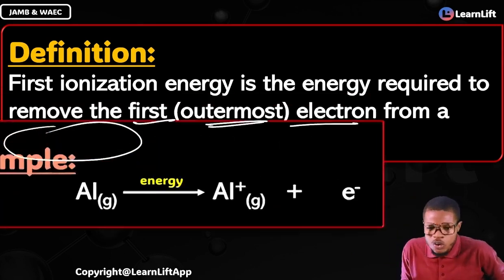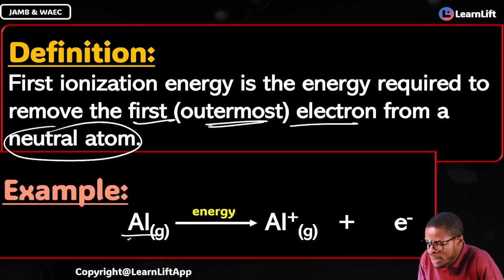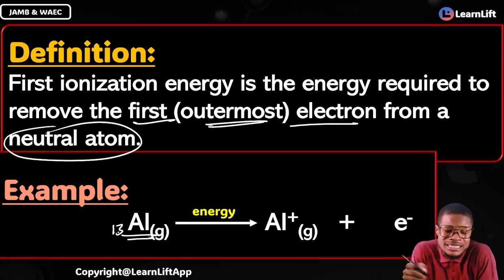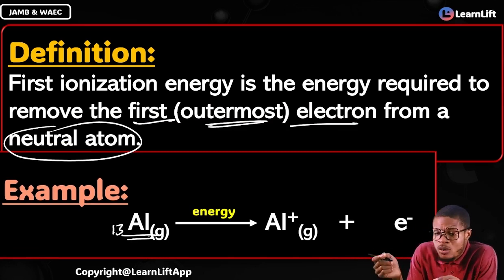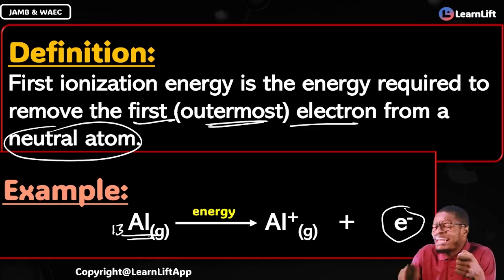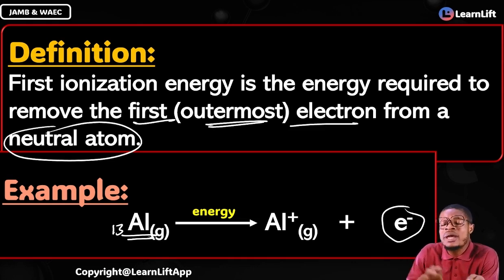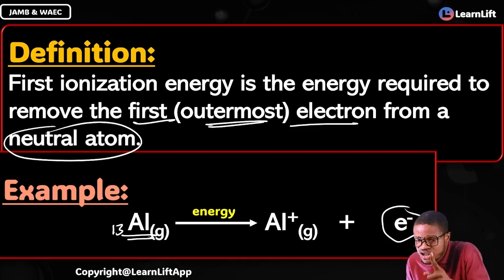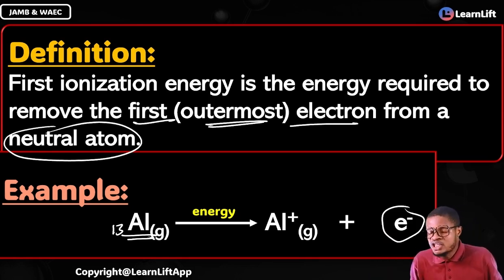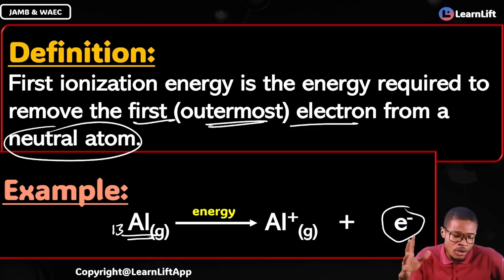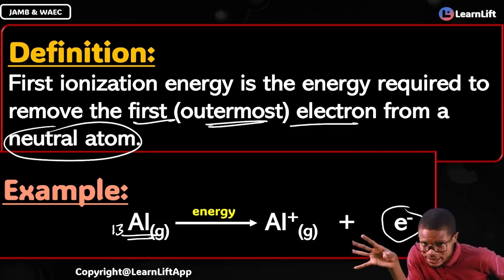Sir Peter, talk to me. Look at this very quickly. Aluminium is number 13 in the periodic table. That means it has 13 electrons, 13 protons. So the energy that we require to remove the first electron from aluminium, converting it from Al into Al plus, that first energy is called your first ionization energy. Simple, that's it. So what is first ionization energy? It is the energy that is required to remove the first, outermost electron, from a neutral atom. What is it called? First ionization energy. Does it make sense?